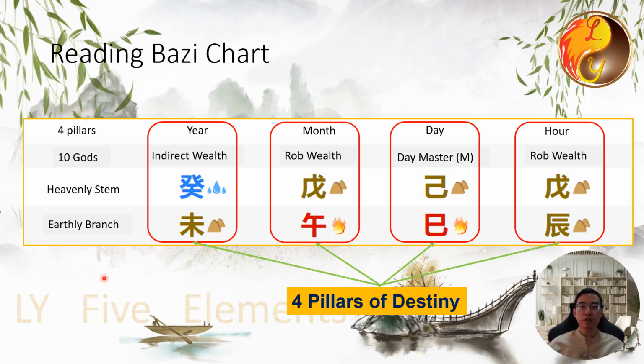Do not worry about the Chinese characters first. I will provide a full translation into English later on. For now, we focus on the colors that represent one of the 5 elements for each character.